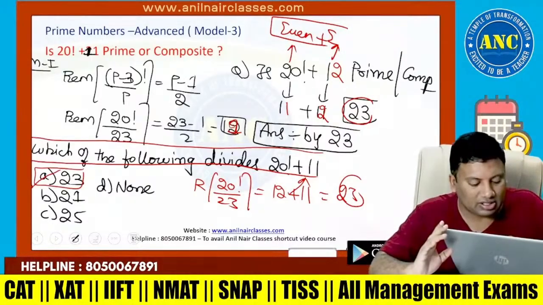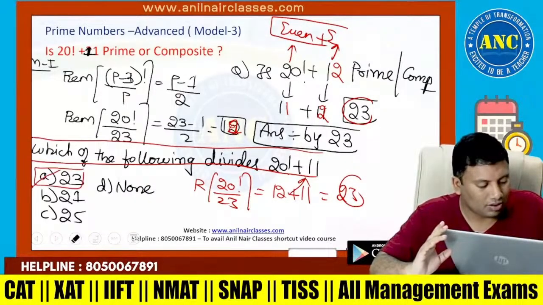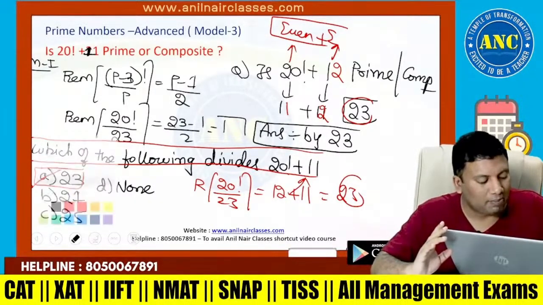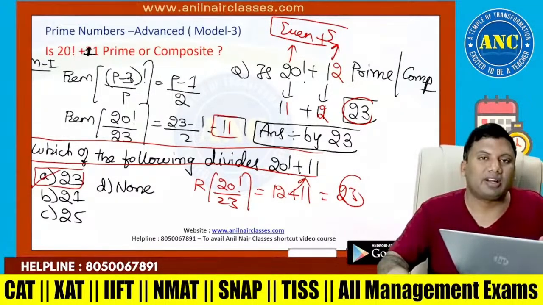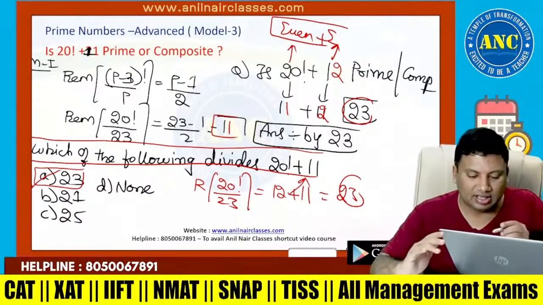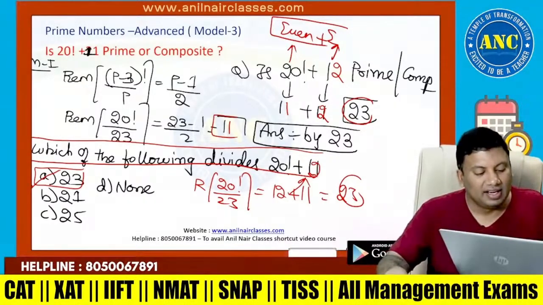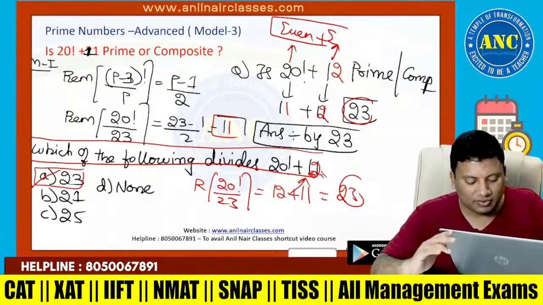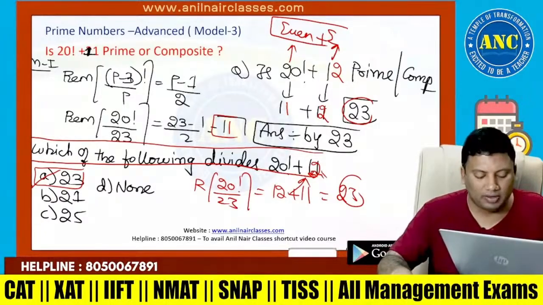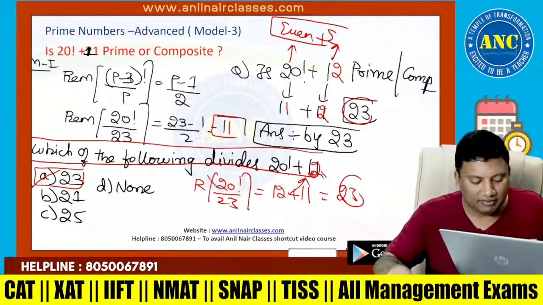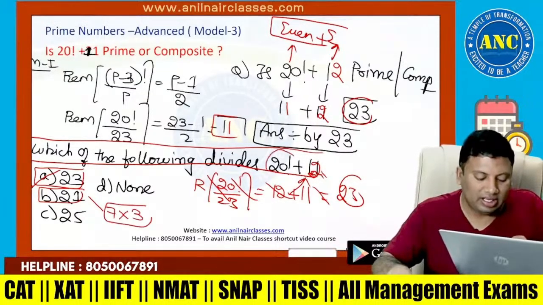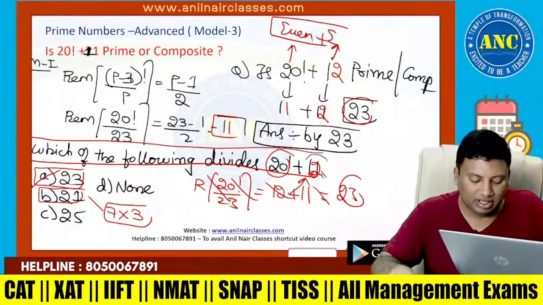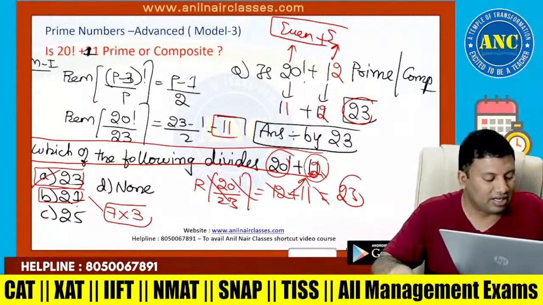So, he might ask you for a prime number which is just greater than this number. 20 factorial plus 12 is nothing but 11 plus 12, which is 23. So this could be one way of doing it. Or if you see here, it is 21. 21 is 7 into 3. 20 factorial contains 7 into 3, and 12 is not divisible by 7 and 3.